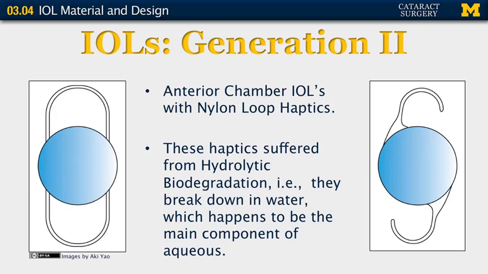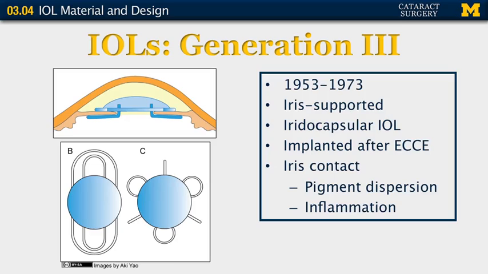Here are some images showing anterior chamber lens implants with nylon loop haptics. The obvious problem with these lenses was that nylon is noted to degrade in water, which is the main component of aqueous. Therefore, these lenses tended not to be stable in the anterior chamber over time.